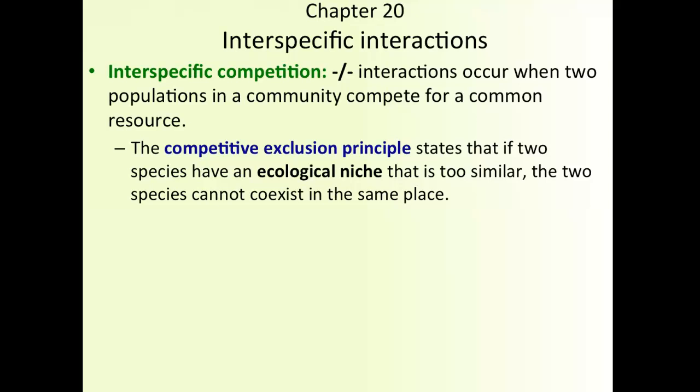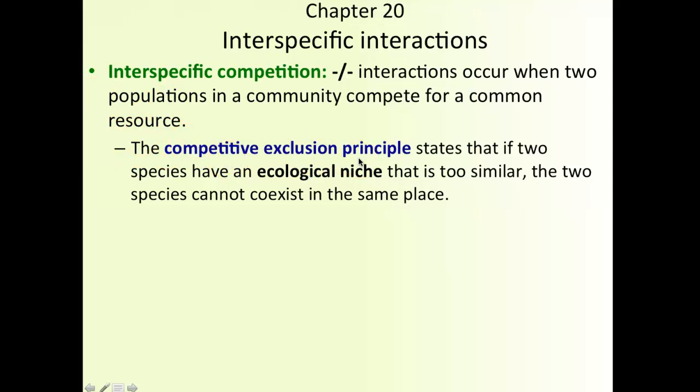So now we have the words interspecific interactions, or interspecific competition. And this is between species. Intra, right? We had that word earlier. Intraspecific means within that one species. So interspecific competition is when two populations in a community compete for a common resource. It turns out that there is a rule called the competitive exclusion principle.